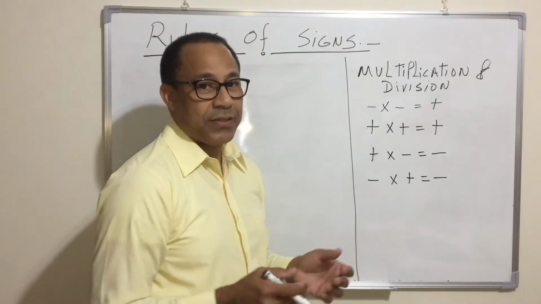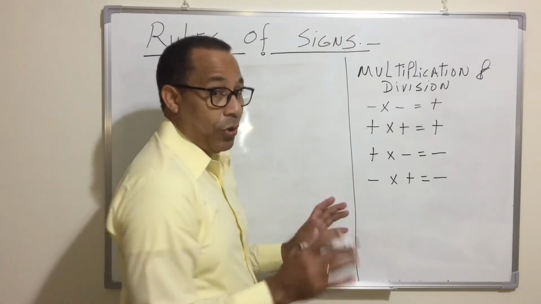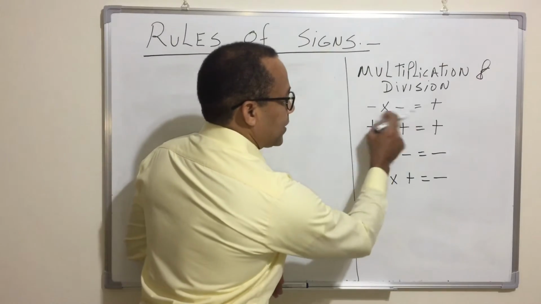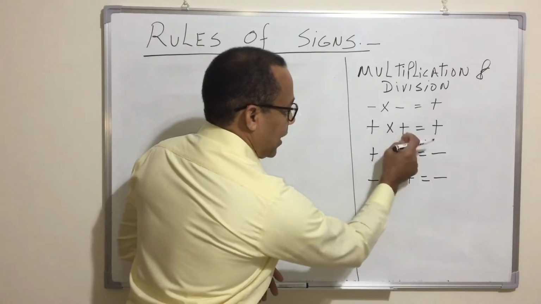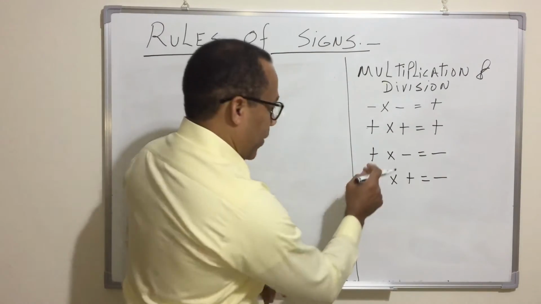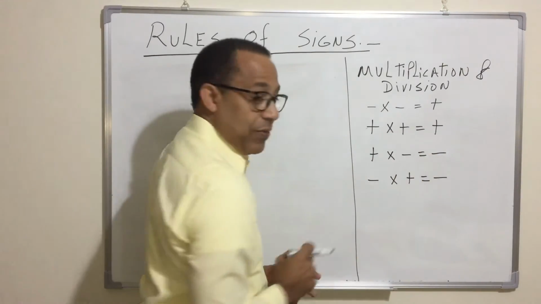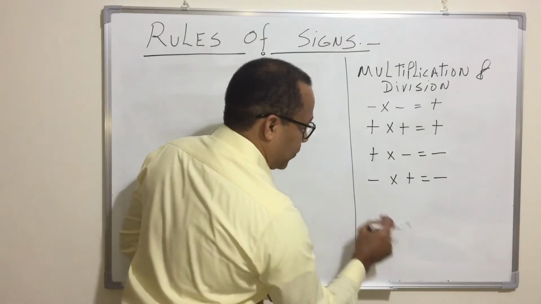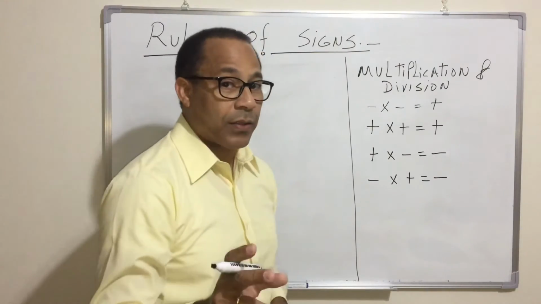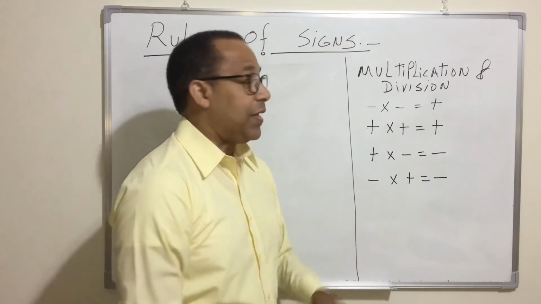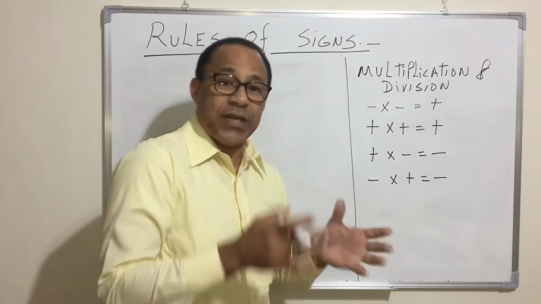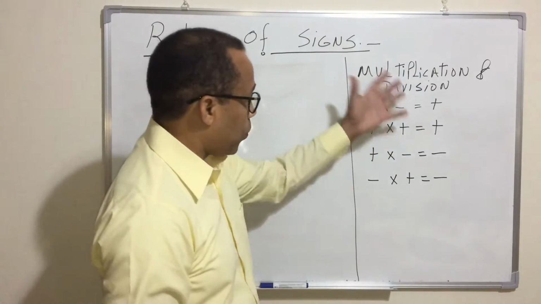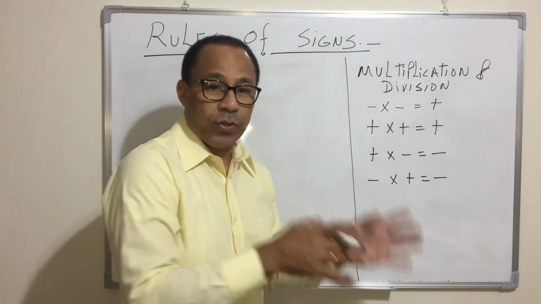What I do is, well, did you notice when the two signs are the same, we get positive? When the signs are different, we get negative. But remember, this is multiplication and division. I'm saying multiplication and division because the rule applies for both multiplying and dividing.